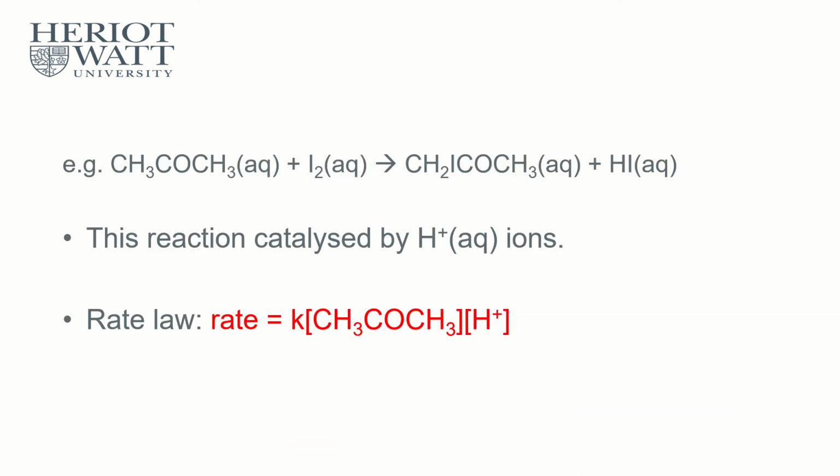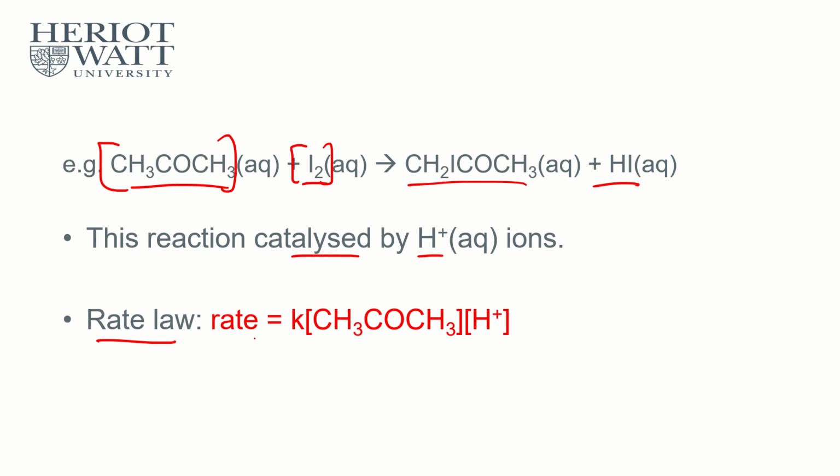So let's look at these reactions again. For example, I mean something chemical instead of A, B, C, D, right? So we have propanone here plus iodine. You get these products, okay? And this reaction is catalyzed by an acid, okay? So what are the concentrations of reactants involved? We have this, and then we have a catalyst.